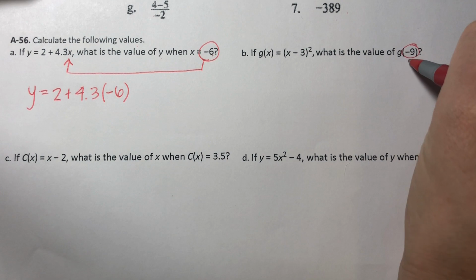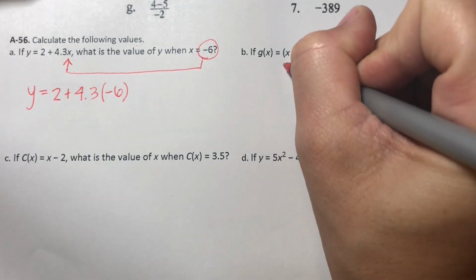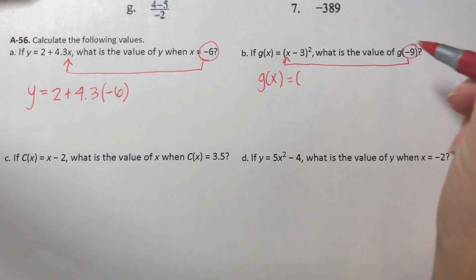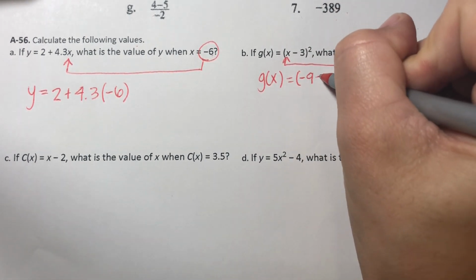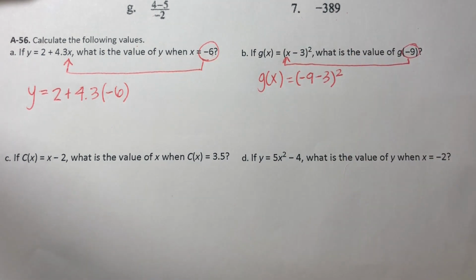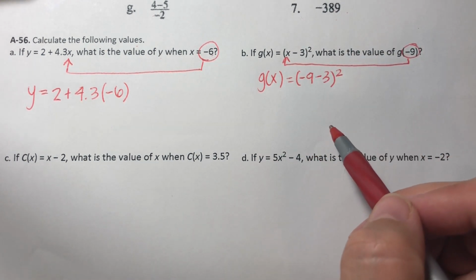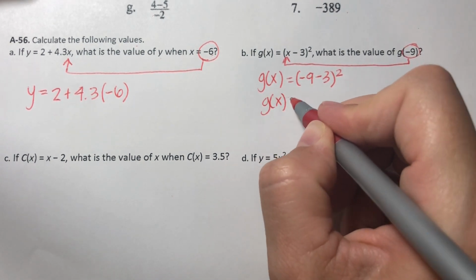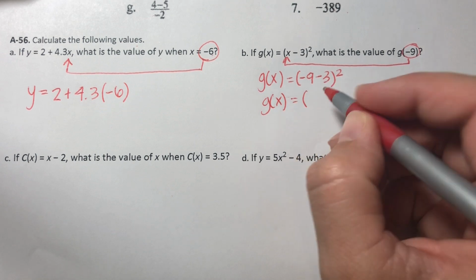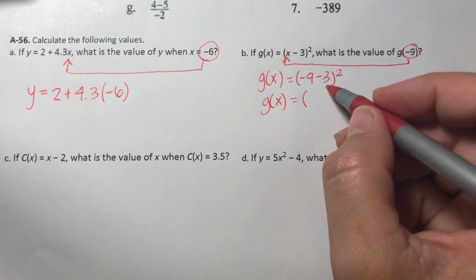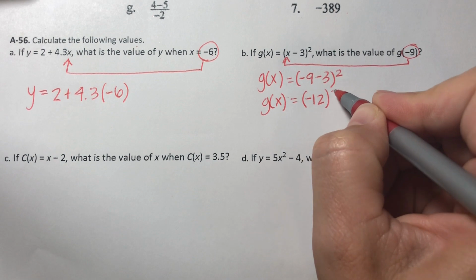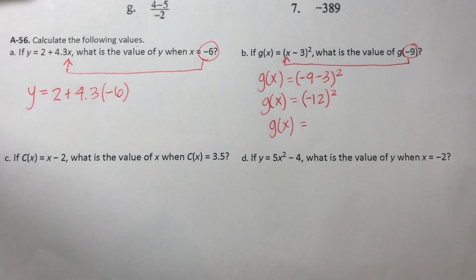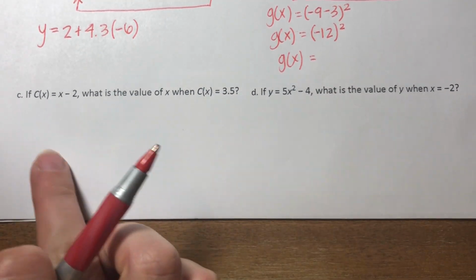So again, you guys, I'm taking this negative 9 and plugging it right in there. So g of x equals (negative 9 minus 3) squared. If you wanted to simplify this a little bit further before you entered it in your calculator, you would end up with g of x equals negative 9 minus 3, which is negative 12, squared. Again, plug that into your calculator and then tell me what g of x equals. All right, moving on to part C.